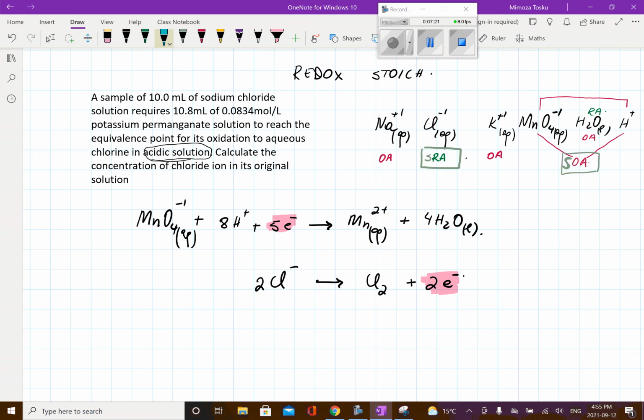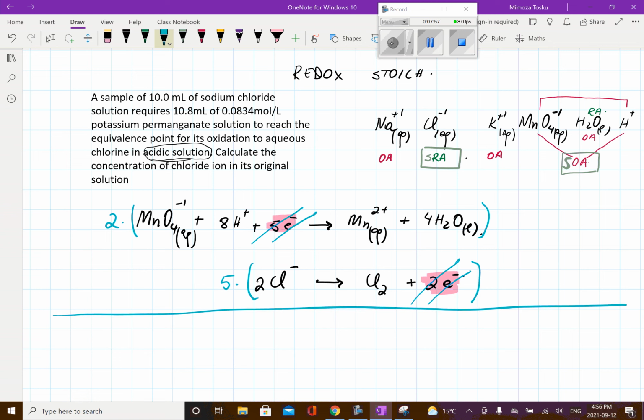So what do we have to do? For 5 to make it 10, we have to multiply everything by 2. And for 2 to make it 10, we have to multiply everything by 5. In this way, the electrons will cancel out, because we have 10 electrons on the first half reaction and 10 electrons on the second half reaction.